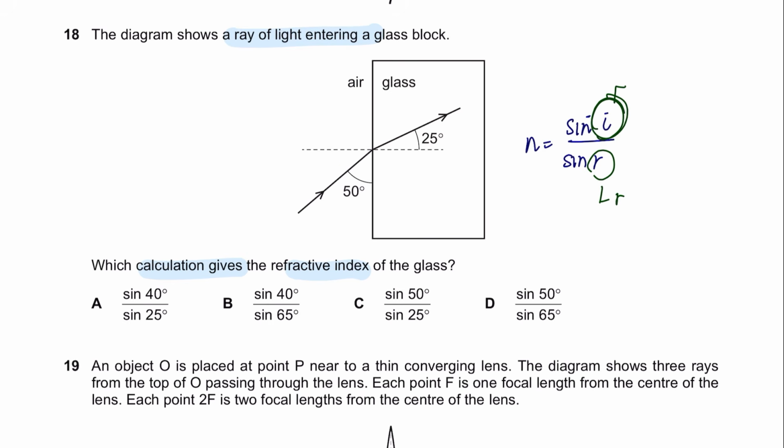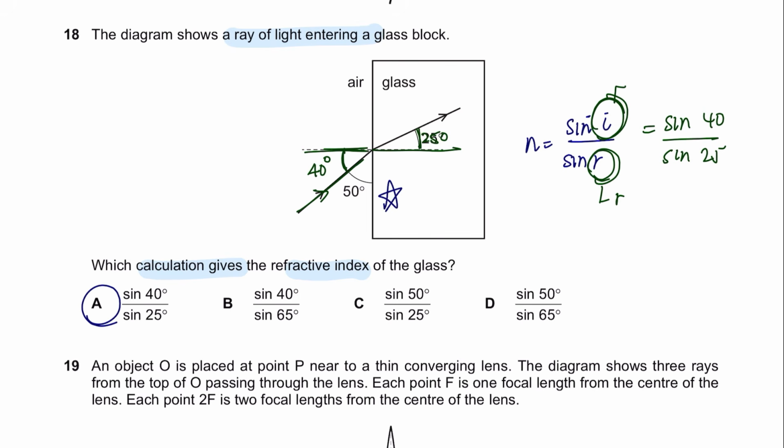Incidence angle and refractive angle will be the angle between the ray and the normal. So this is 40 degrees and this is 25 degrees. So sine 40 over sine 25. Your answer is A. Pay attention to this type of question. Don't accidentally take 50 as your answer because this is between the ray and the surface. You should be taking the ray and the normal.